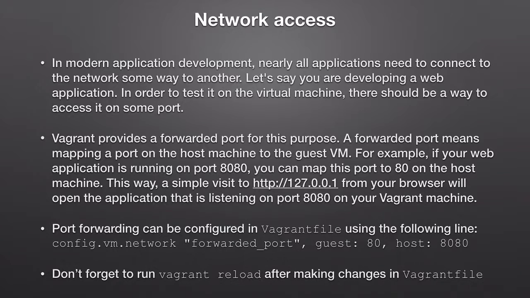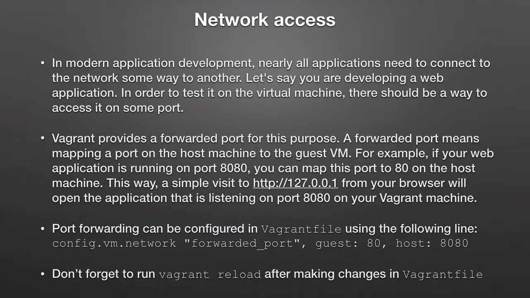Now let's have a look at the network access modes, or how can you access the Vagrant virtual machine using the network. In modern application development, nearly all applications need to connect to the network some way or another. Let's say you are developing a web application. In order to test it on the virtual machine, there should be a way to access it on some port. Vagrant provides a forwarded port for this purpose.